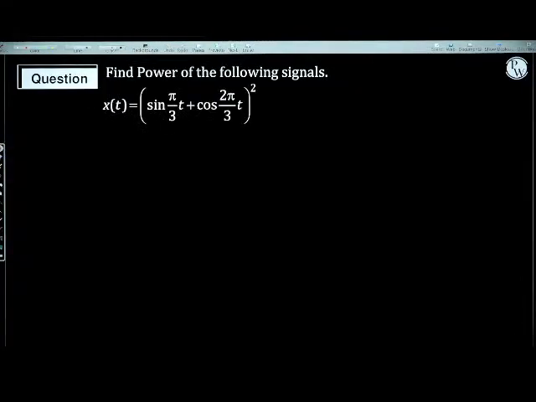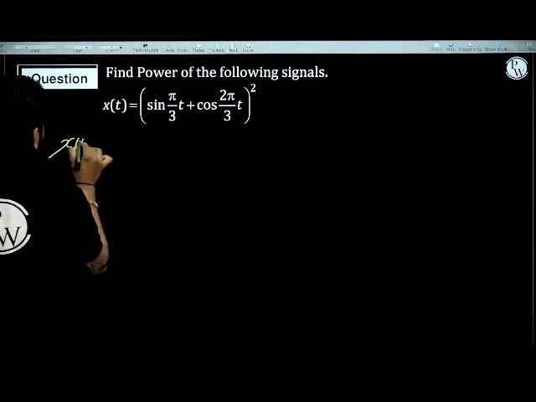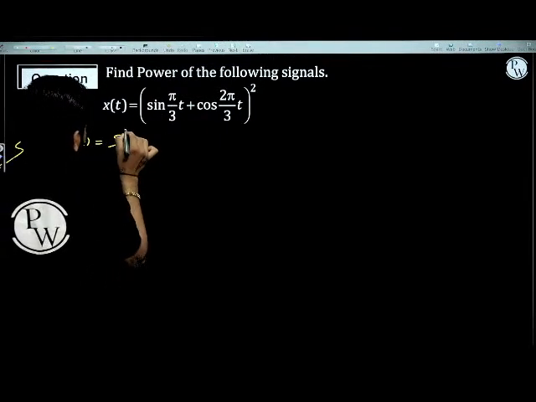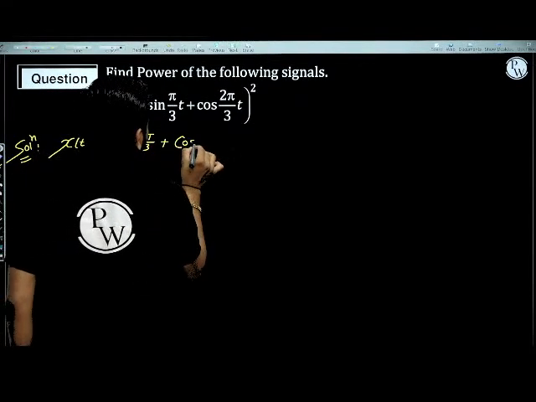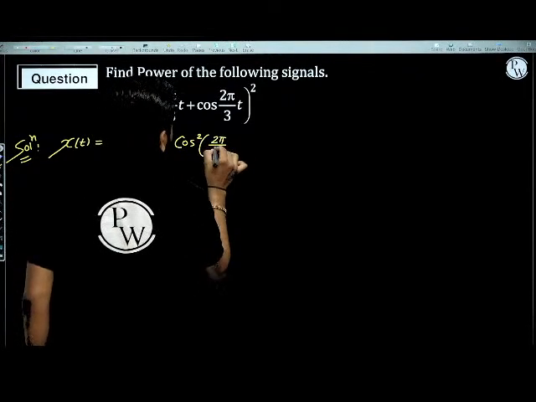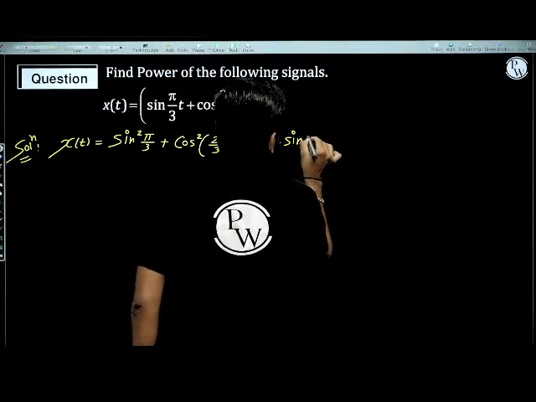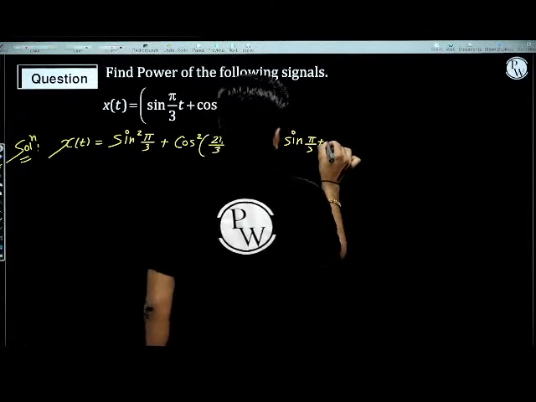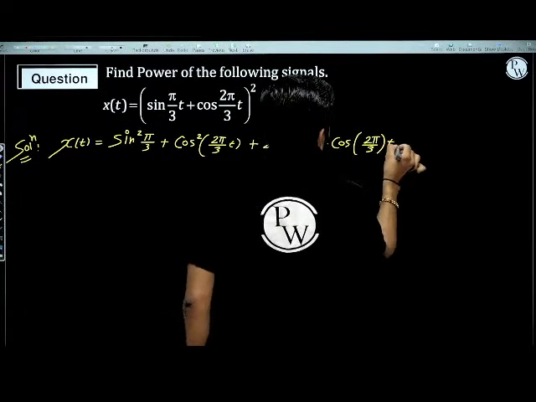Let us take one more question. Okay, now this is very much interesting. See, (sin pi by 3 t plus cos 2 pi by 3 t) whole square. So again the a plus b whole square formula we have to use first of all. So x of t is equal to a square, that is sin square pi by 3 t, plus b square, that is cos square 2 pi by 3 t, plus 2ab, 2 sin pi by 3 t into cos 2 pi by 3 t. Clear?